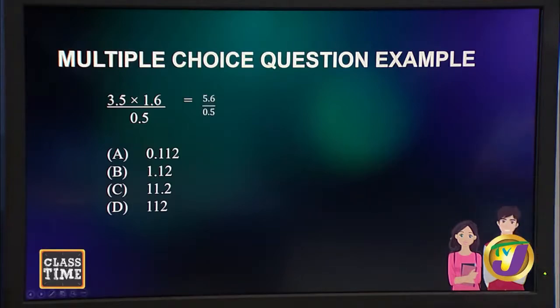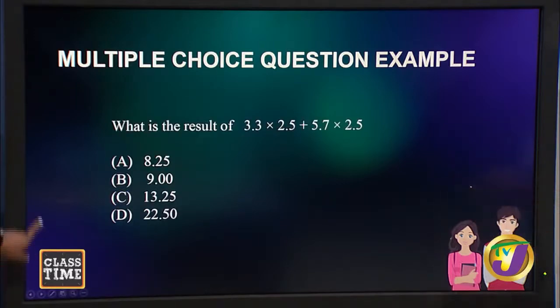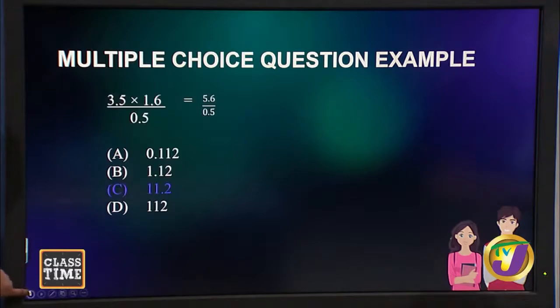All right, so they have simplified by multiplying 3.5 times 1.6, giving us 5 6/10. And now we're dividing by 0 5/10. What happened? You moved a little bit swiftly. We would have gotten 11 2/10 to be the correct response.